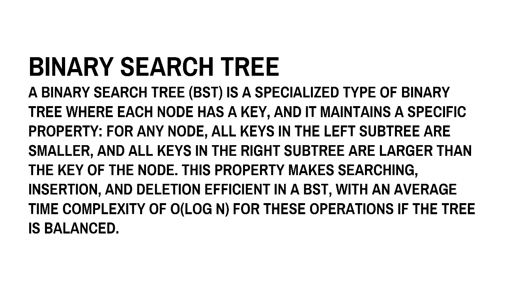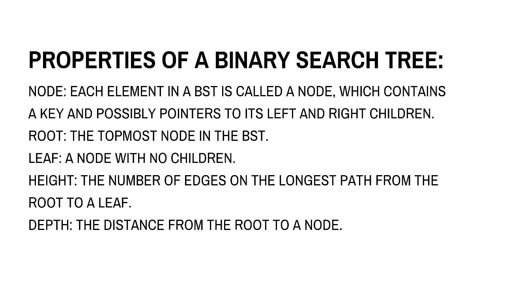I'm assuming that this does not require any detailed explanation because this is written in basic, simple English. So let's look at the properties of a binary search tree. The most common thing first: the node. Each element in the binary search tree is called a node, which contains a key and a possible pointer to its left and right child. Then there is the root, the topmost element of the binary search tree. Then there is the leaf, a node which has no children at the end.